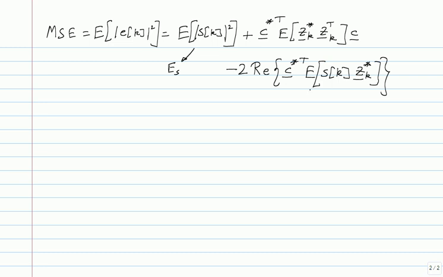Let's look at this term, for instance, this expectation. What is this quantity? Is it a vector or a scalar after I evaluate the expectation? It's a vector, right? ZK star is a vector. I'm doing expectation of a vector, so I'll get a vector. What will be the dimension of this vector? Yeah, so n cross 1.